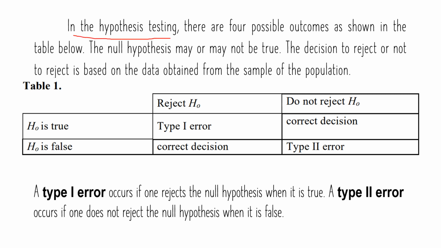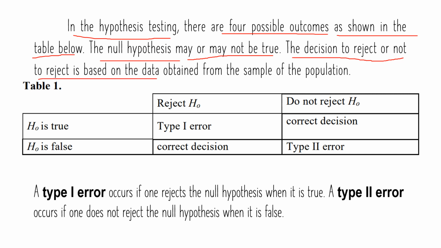In hypothesis testing, there are four possible outcomes as shown in the table below. The null hypothesis may or may not be true. The decision to reject or not to reject is based on the data obtained from the sample of the population. Once we compare your computed value, your T or your Z, or even your P-value, if it falls on the non-critical region, then you're going to accept your null. If that value falls on the critical region, then you're going to reject your null hypothesis.